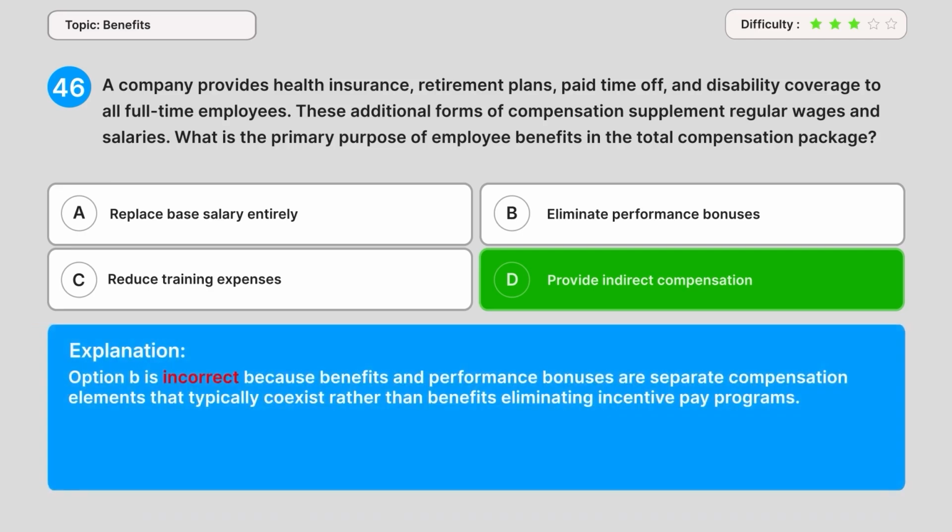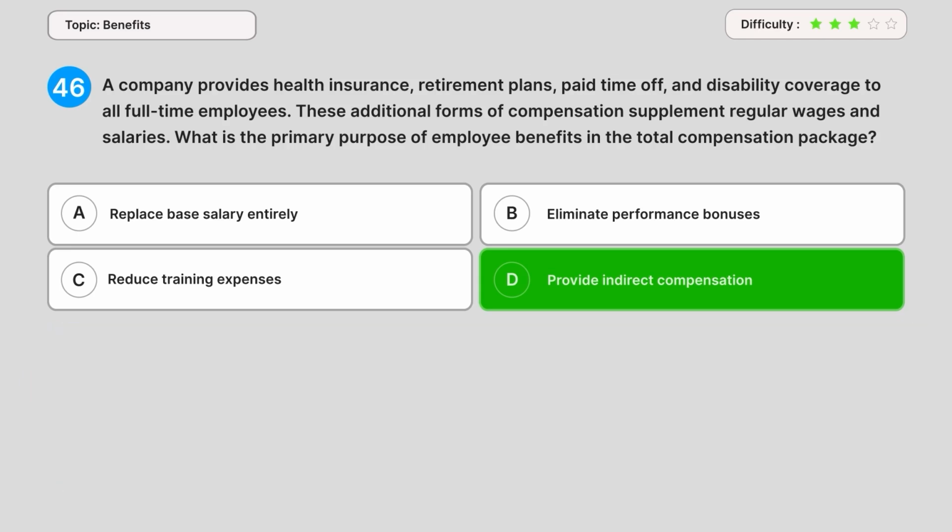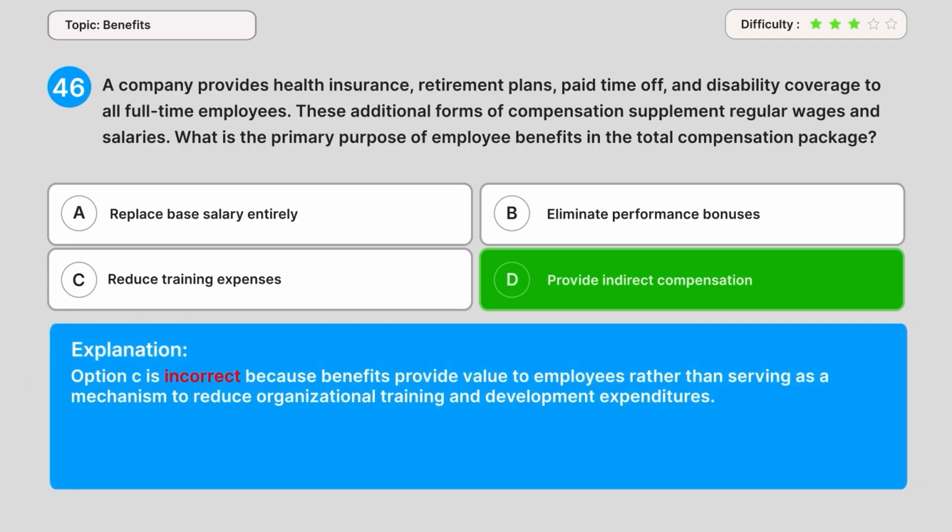Option B is incorrect because benefits and performance bonuses are separate compensation elements that typically coexist rather than benefits eliminating incentive pay programs. Option C is incorrect because benefits provide value to employees rather than serving as a mechanism to reduce organizational training and development expenditures.